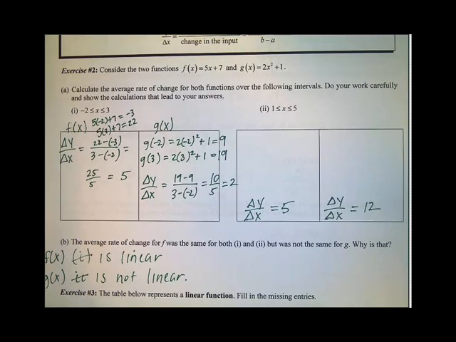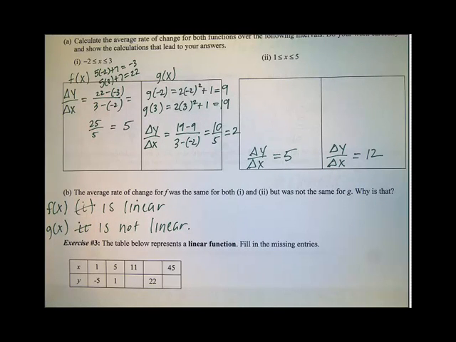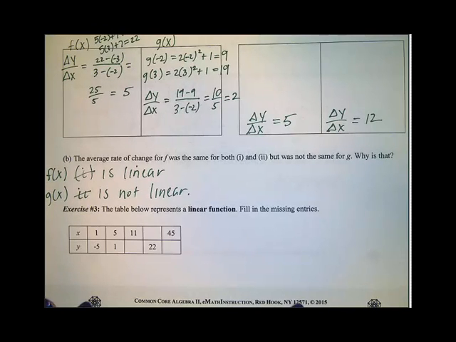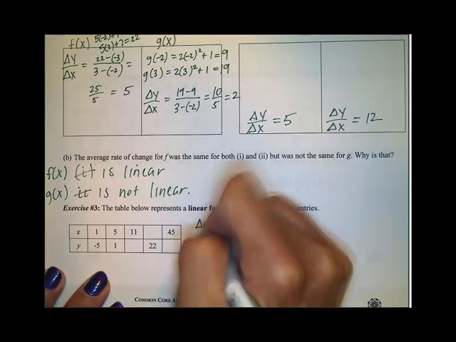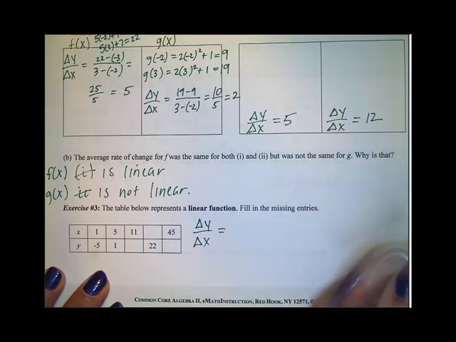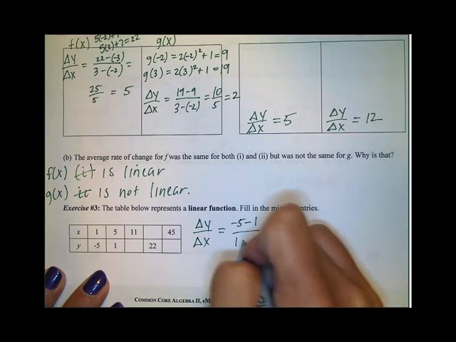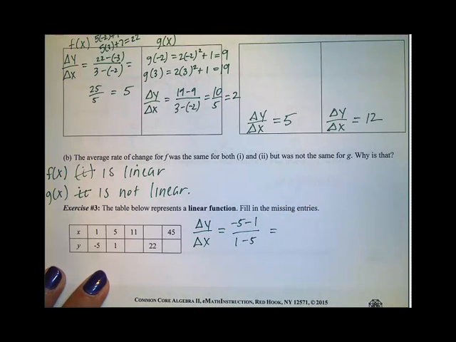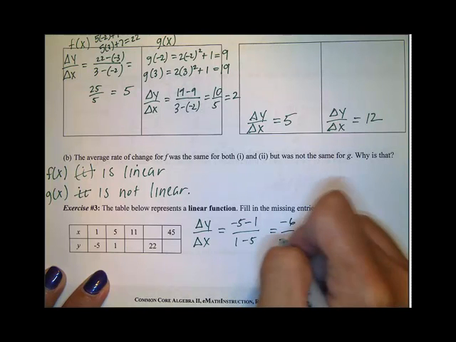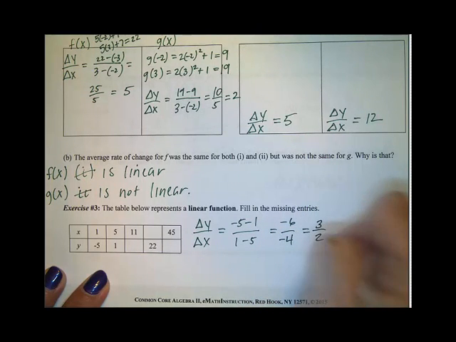So in exercise 3, we're going to use the fact that we know this is linear to fill in the table. And I can do this a bunch of different ways. I can do it by longhand, or I can use my calculator. So first I'll show you longhand, then I'll show you the quick way on the calculator. So first I need to figure out what my slope is. So my change in y over my change in x. So my y values go from -5 minus 1 over 1 minus 5. So I have -6 over -4, which is the same as 3 over 2. So my slope is 3 over 2.